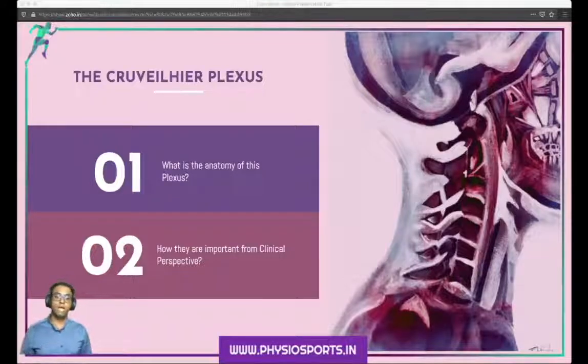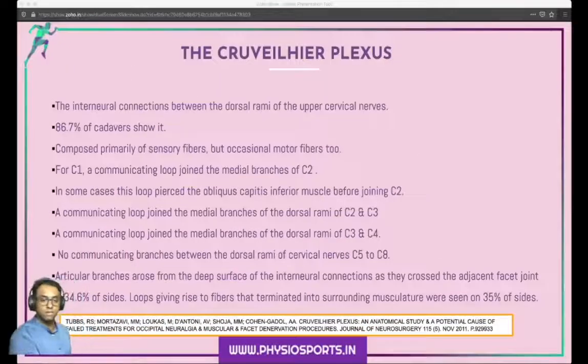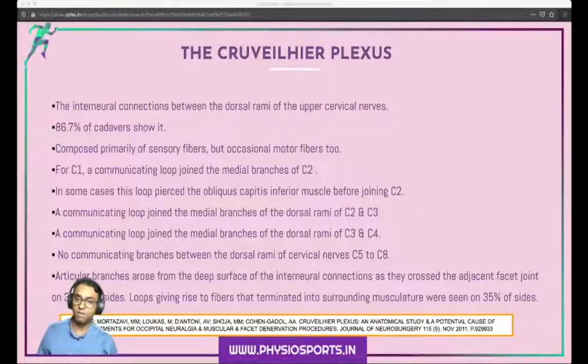Cervical plexus. What is the anatomy of this plexus? Now, this is a summary done by few authors. They have found interneural connections between the dorsal rami of the upper cervical nerves. In the studies, 86.7% of the cadavers showed it, which primarily composed of sensory fibers, but also occasionally motor fibers too. For C1, a communicating loop joined the medial branches of C2. In some cases, this loop also pierced through the obliquus capitis inferior muscle before joining C2.